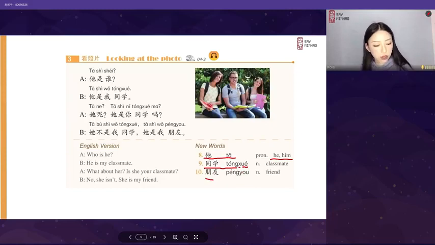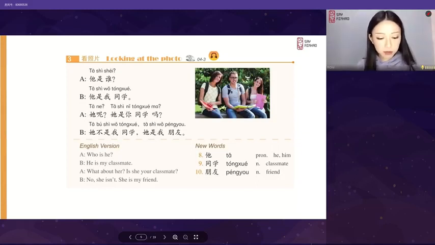Last one is 朋友. Okay, 朋友. It is p-e-n-g, y-o-u. And you is neutral tone. We need to read it soft and quick. Okay, 朋友. Read after me, please. 朋友, it means friends. And how to say Chinese friend? It is 中国朋友. Yes, 中国朋友. So American friend is 美国朋友. Very good. Now let's try to read it from the start, each word twice, okay? 3, 2, 1. 他, 同学, 朋友.